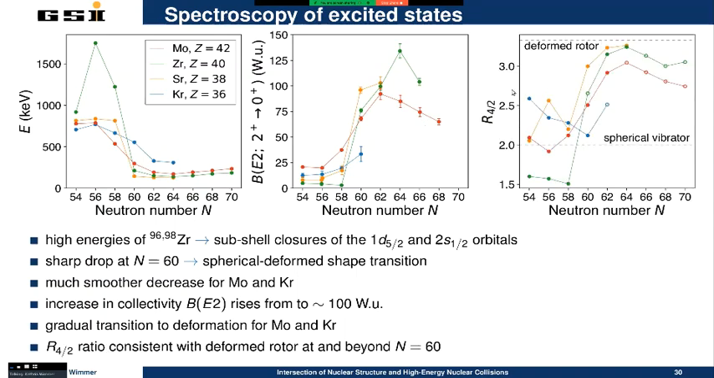And the R4/2 ratio, which we have discussed before, shows the same behavior: around or less than 2 for the semi-magic zirconiums, but then as you reach neutron number 60, you have this jump to larger than 2.5, and the strontium and zirconium nuclei beyond neutron number 60 approach this deformed axial rotor limit.